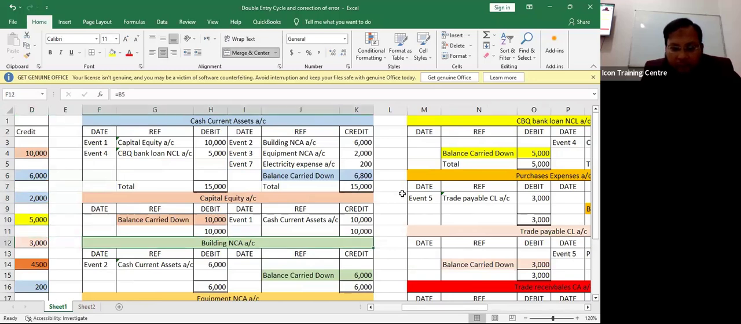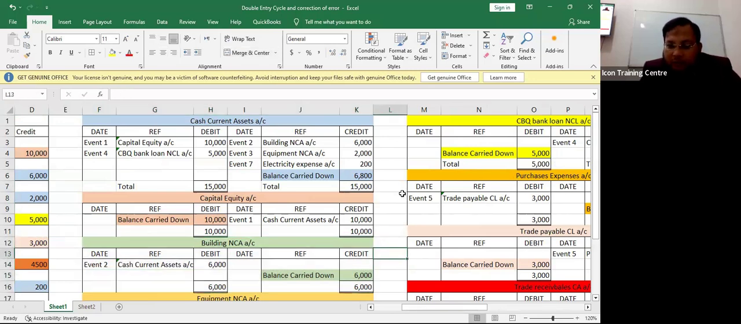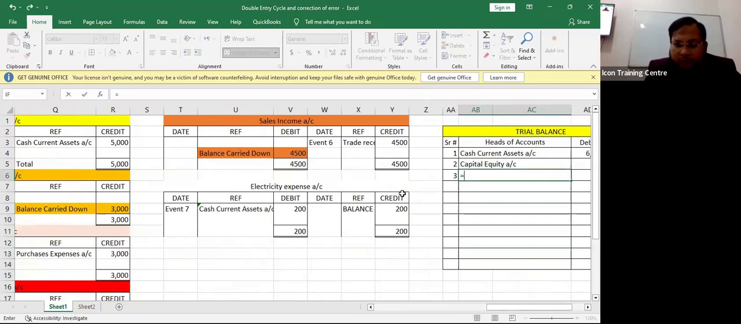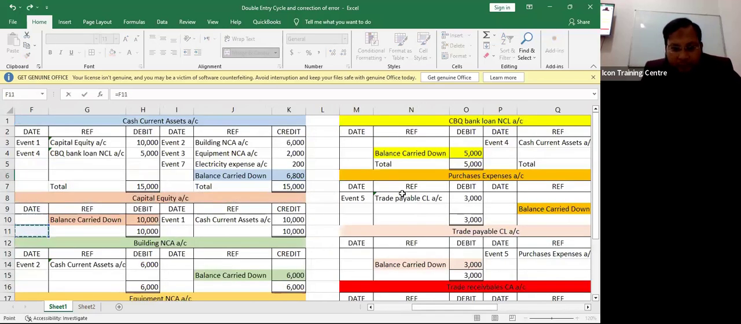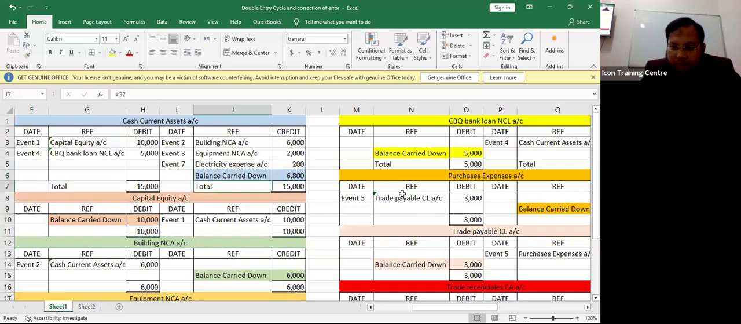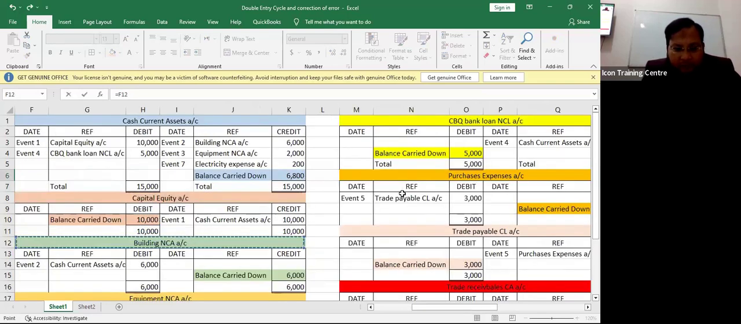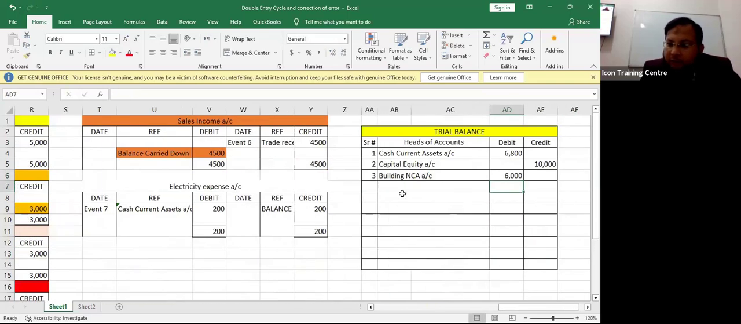Now, number 3, we have the building account, right? And the balance of the building is debit or credit? Debit. Because it is written on the credit side, but it is a debit balance. Why? Because the debit side is heavier and we have no entry on the credit side. You are absolutely right. So we put number 3 equal to here building, non-current asset account. And the balance is on the debit side, which is 6,000.